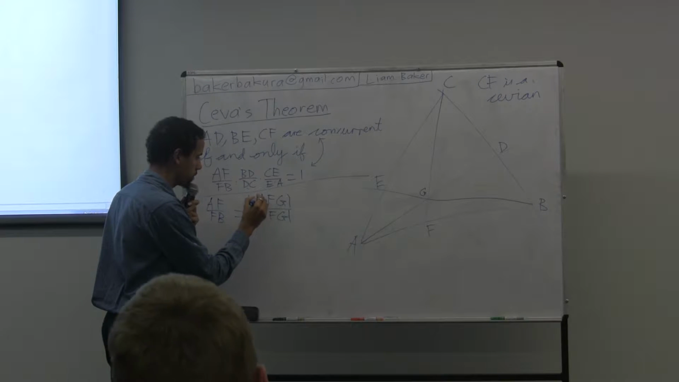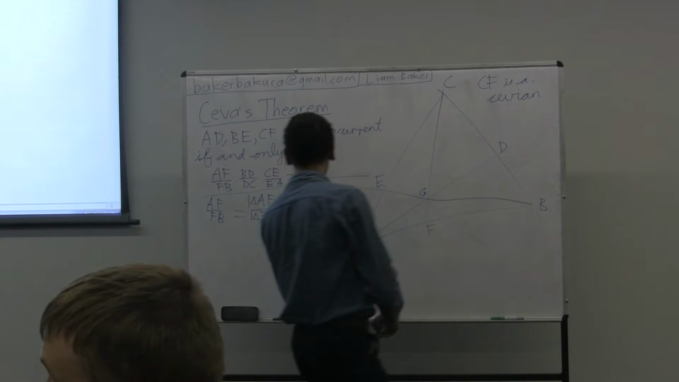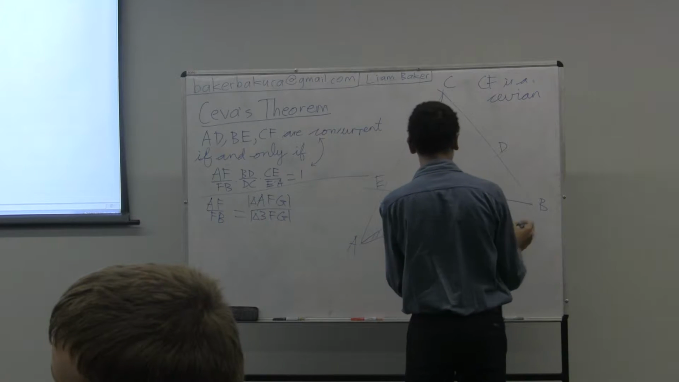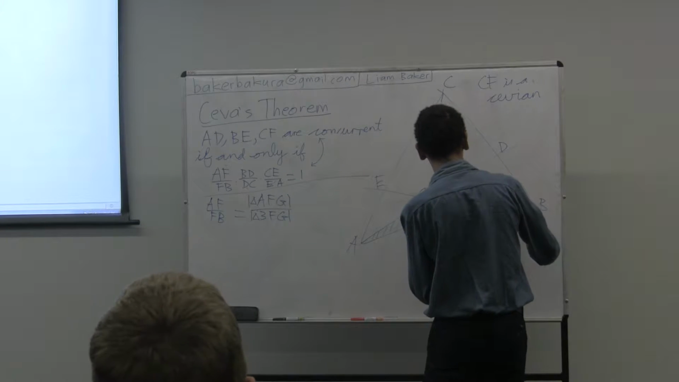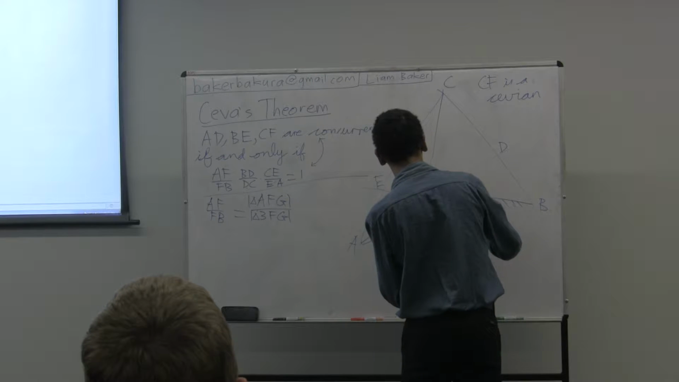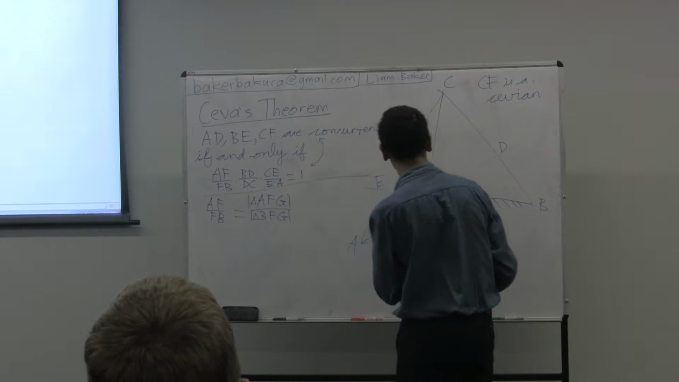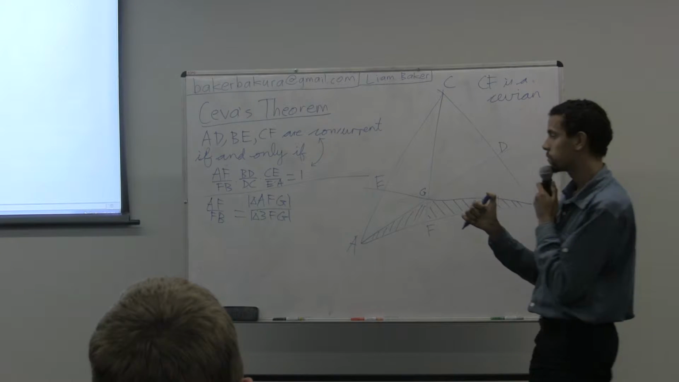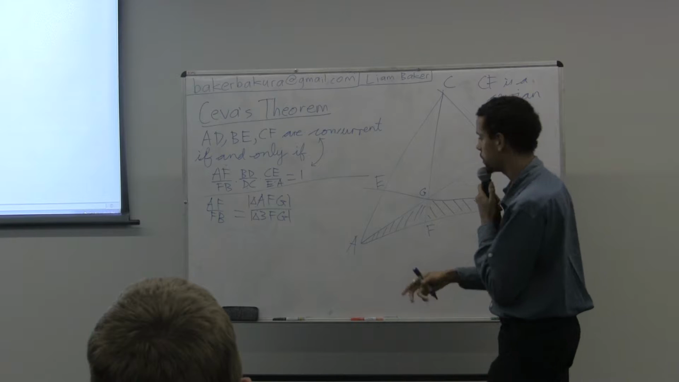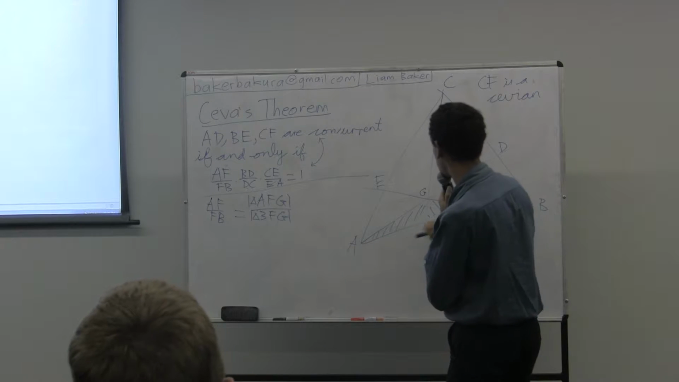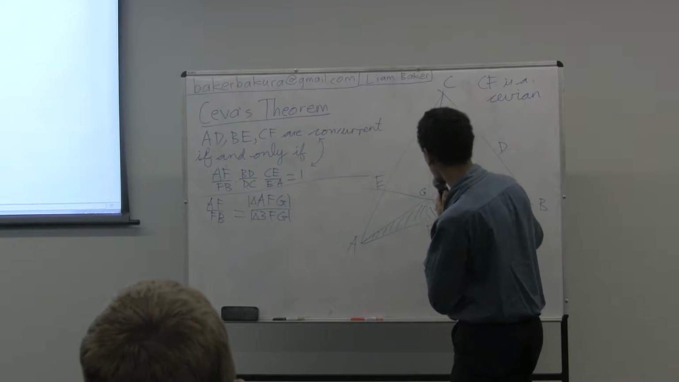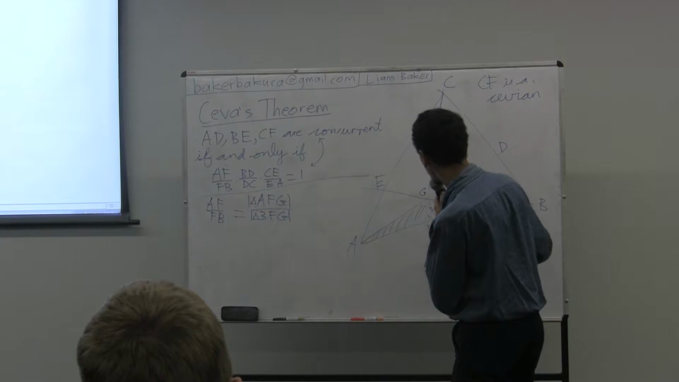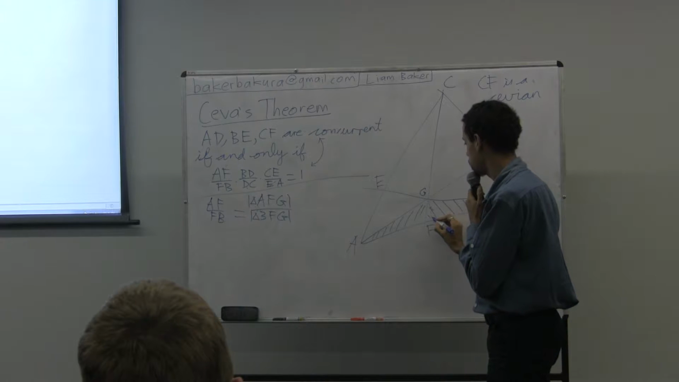Okay, so the area of AFG, which is that one, divided by the area of BFG. They have a common height. Yeah, pretty much what he said. They have basically the same base here, and if you drop G down, call that H, they have the same height.